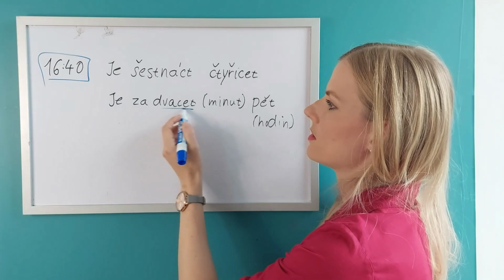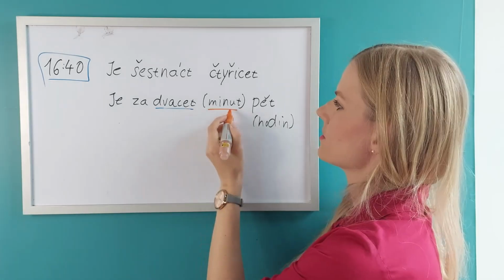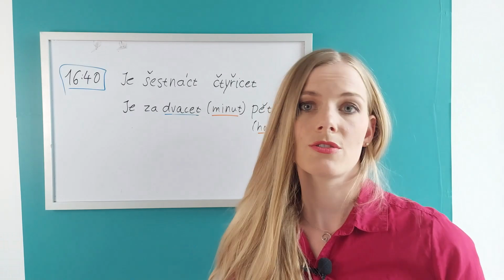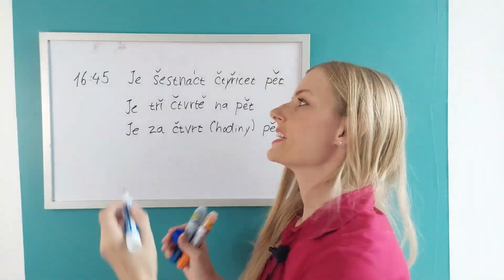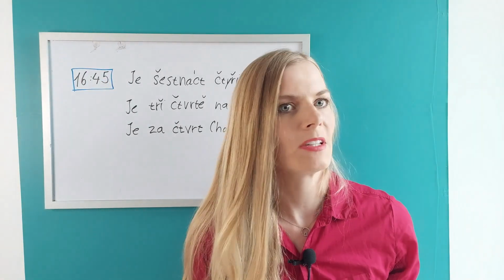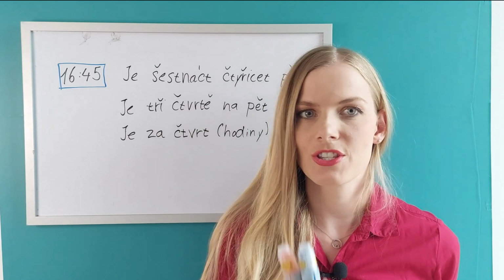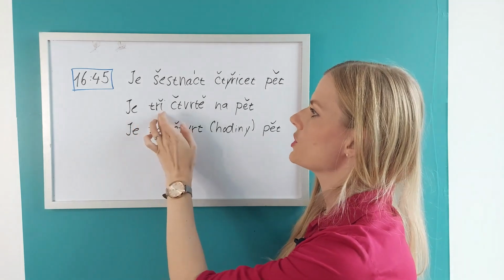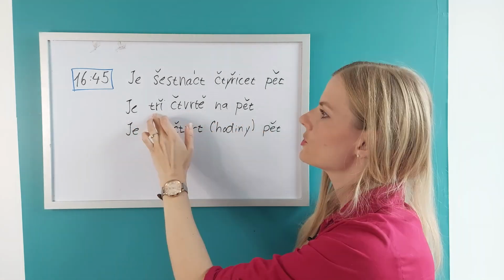By the way, this would be the accusative case. This is genitive and this is genitive, but you don't have to worry about that. Just for your information. Je 16:45. Easy. Colloquially, we would also say je 3/4.